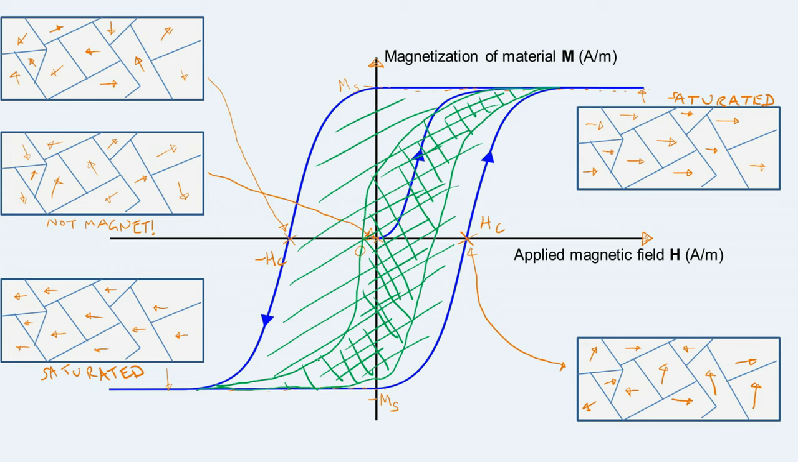So that is magnetic hysteresis. It is ferromagnetic materials that display these properties. It's the strongest type of magnetism that we know of, and it's incredibly useful in all sorts of electrical applications.